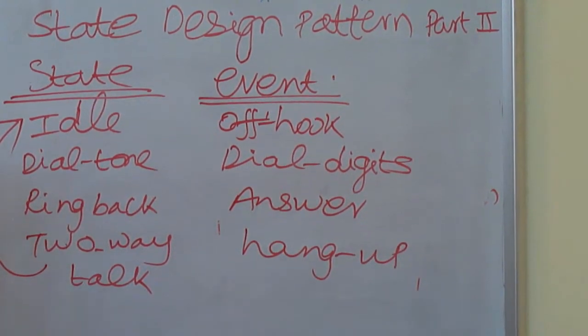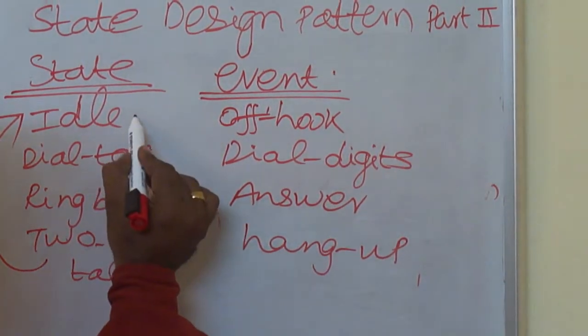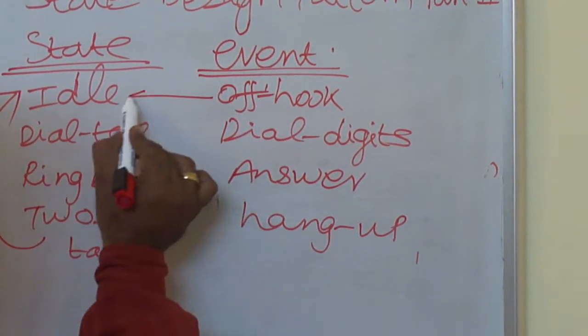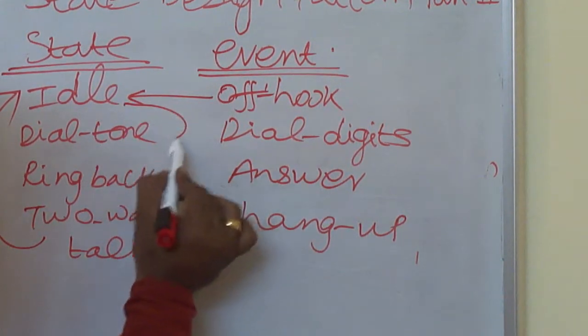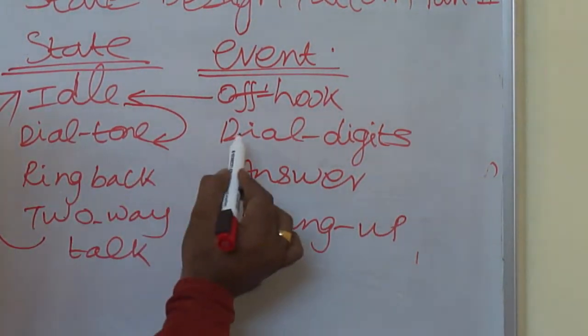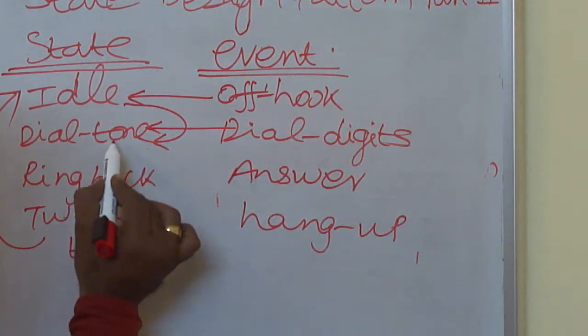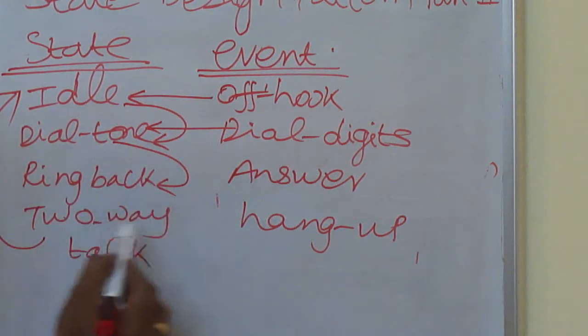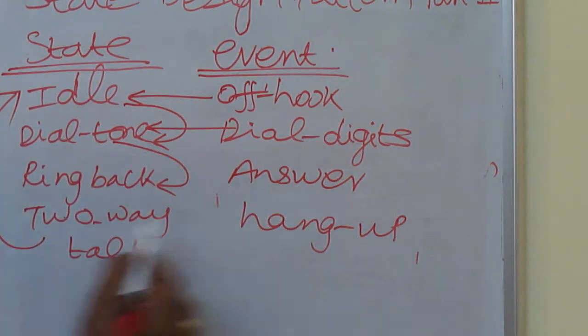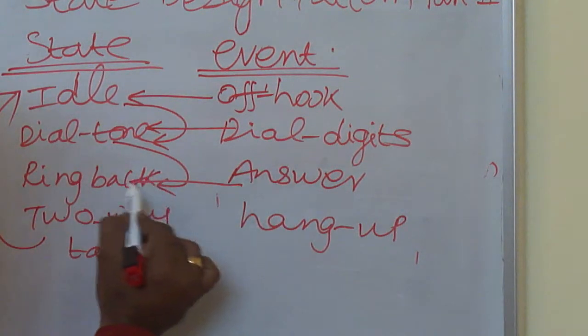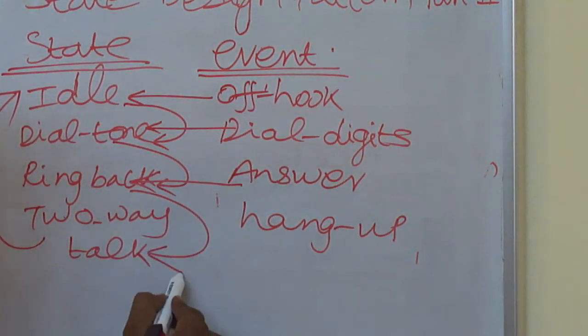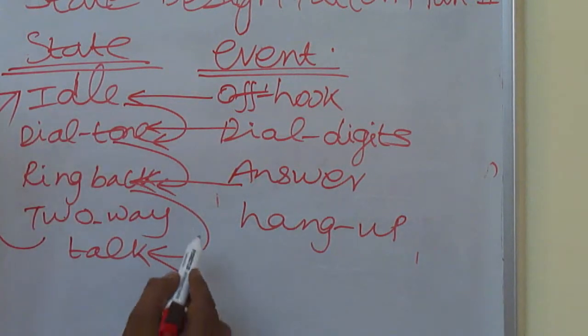Also, please understand, you are in idle mode, you get this event, you go to dial tone. You dial digits. When you are in dial tone, you get this event, then you go to ring back. There is a state transition, right? Now the guy answers the phone, there is an event, and you go to two-way talk. This is state transition. The curved lines represent state transition, and then you hang up. What happens? You go back to idle. The phone is idle again.